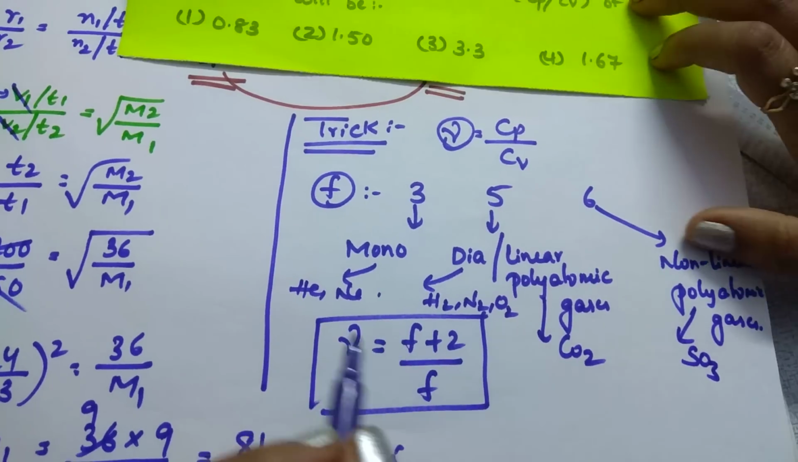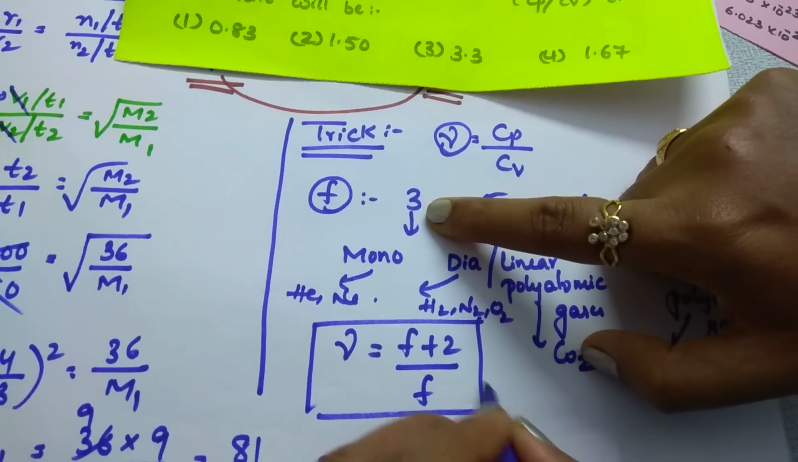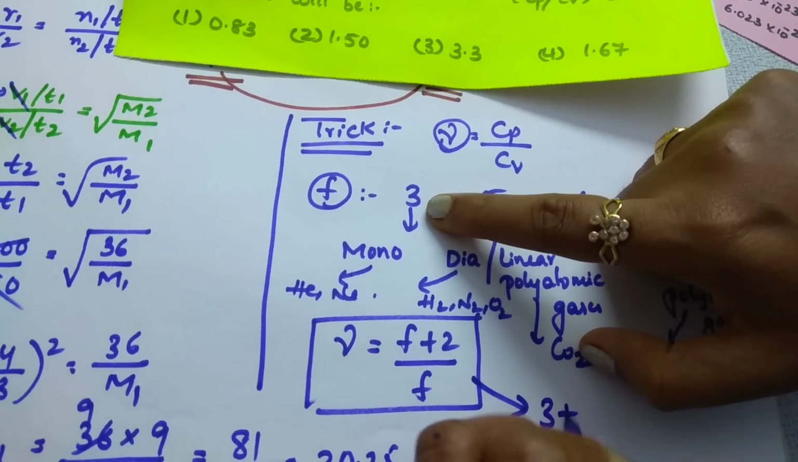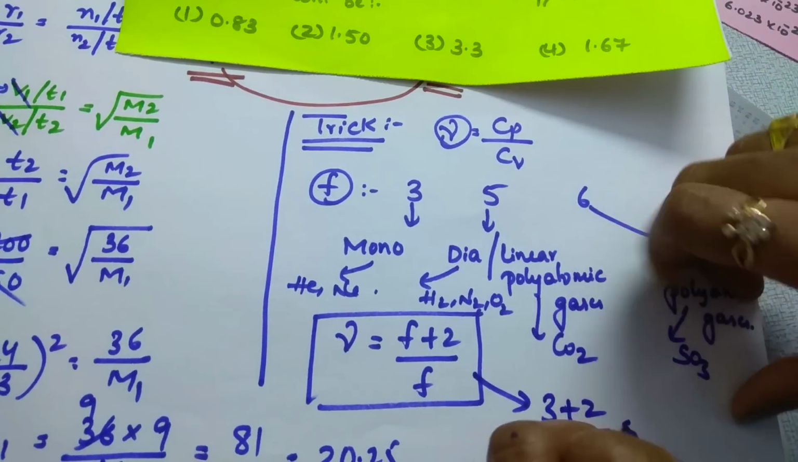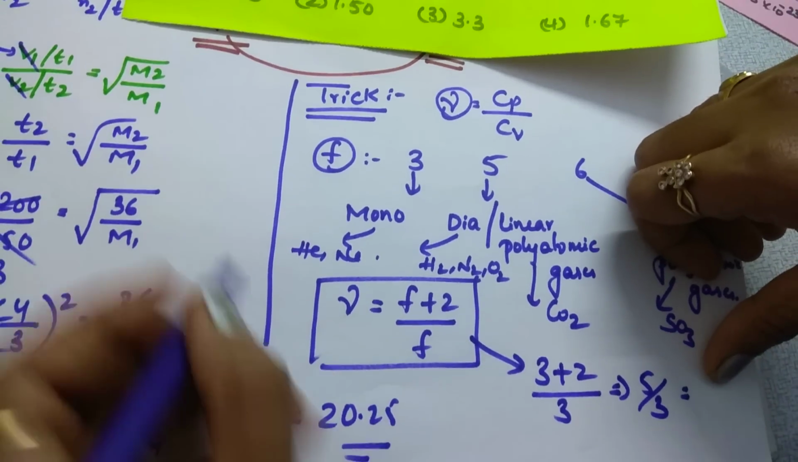Now here they are asking, for example, monoatomic. What is the degree of freedom for monoatomic, students? Tell me. 3 plus 2 by 3, then it will be 5 by 3 is your answer. You will get 5 by 3.